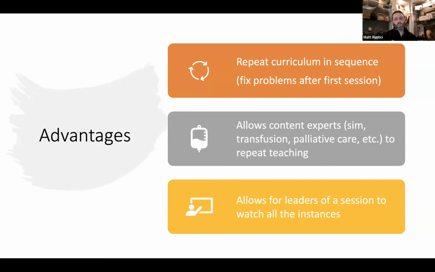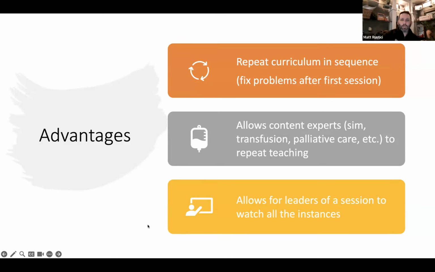Our content experts, so we have transfusionists, we have actually nurses and RTs, palliative care, addiction medicine, they all can come, and there are not that many of them. So I only have about 7 or 8 addiction medicine specialists in our entire system. So I can't have them all helping to run a 16-person group at the same time. There just aren't that many. But when we run it in sequence, now I can have them teach multiple sessions, and so I can divide my experts into multiple places.